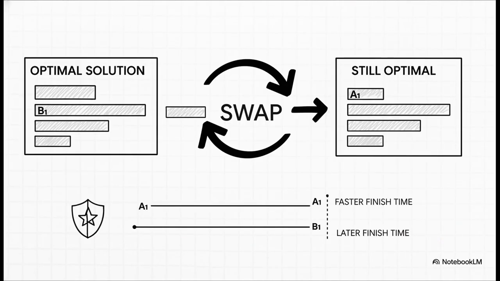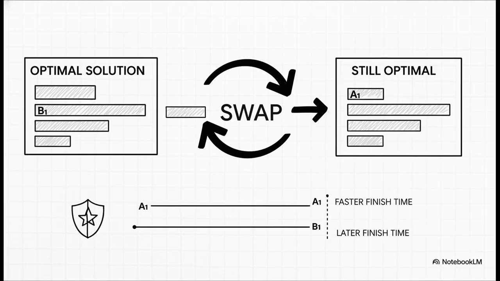So here's how it works. Let's pretend some genie hands you a perfect, optimal schedule. Okay, now let's look at the very first activity in that perfect schedule. Is it the one that finishes earliest out of all possible activities? If it is, awesome. Our greedy choice matches. But what if it's not? What if it starts with some other activity? Let's call it B1.